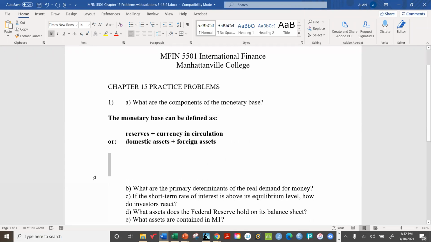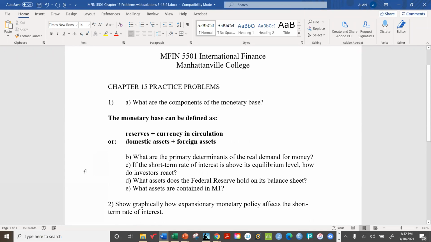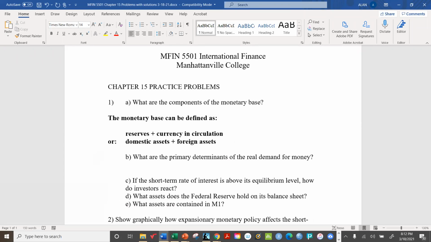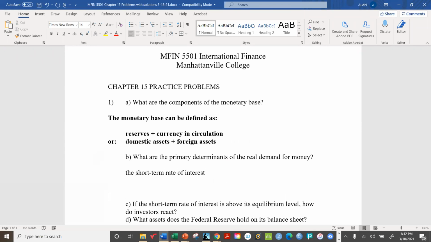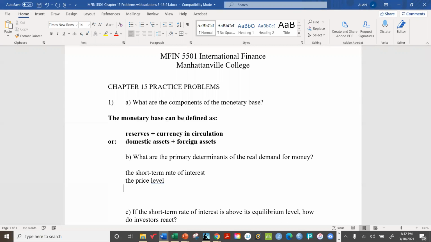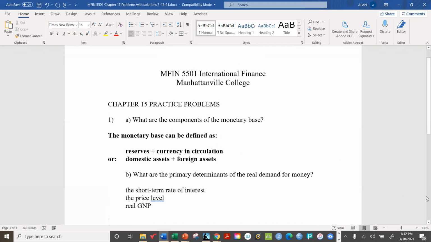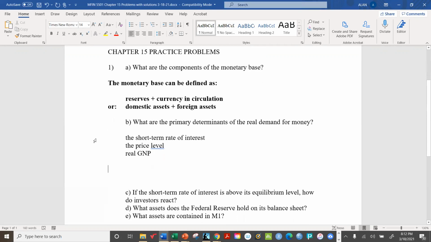Now, what are the primary determinants of the demand for money, the real demand for money? All right, well, that's mainly three things: short-term rate of interest, the price level, and real GDP, or GNP. This book likes GNP. Okay, so either one is fine, though.